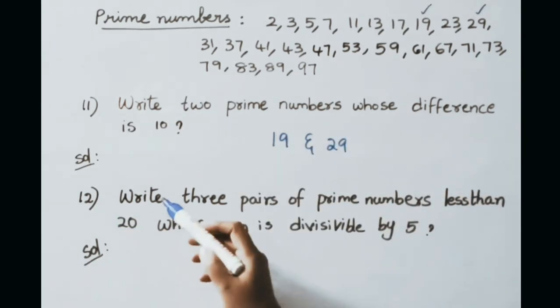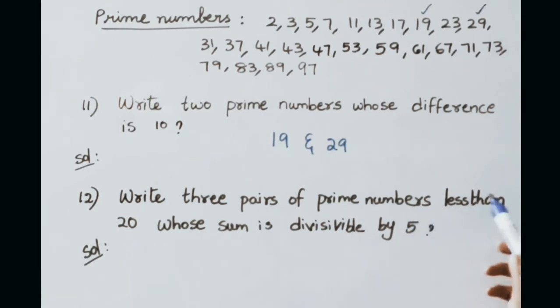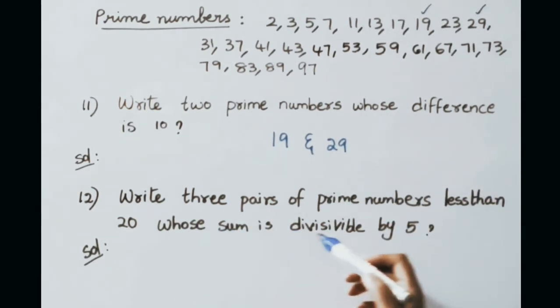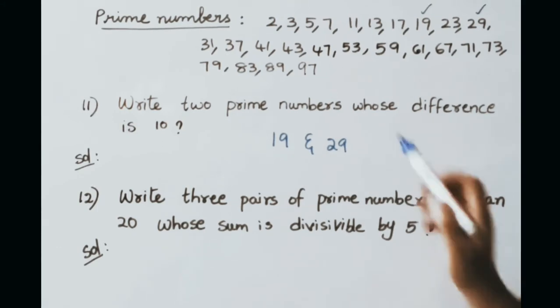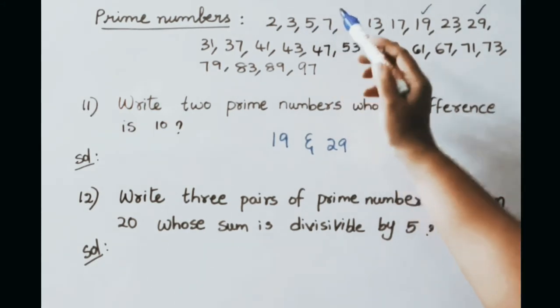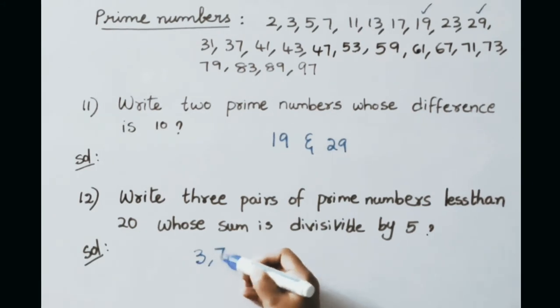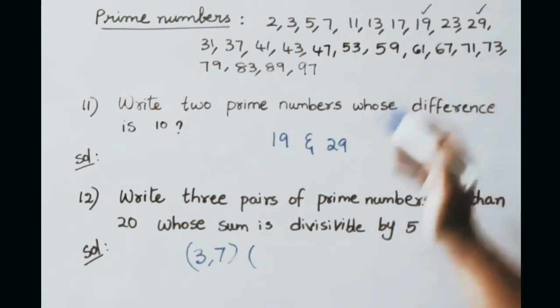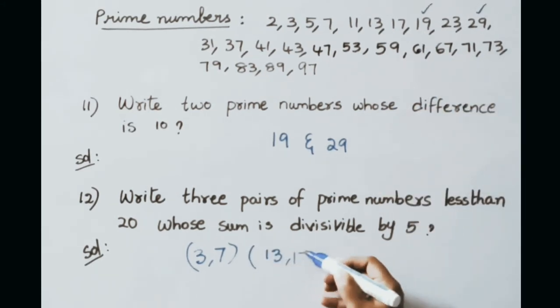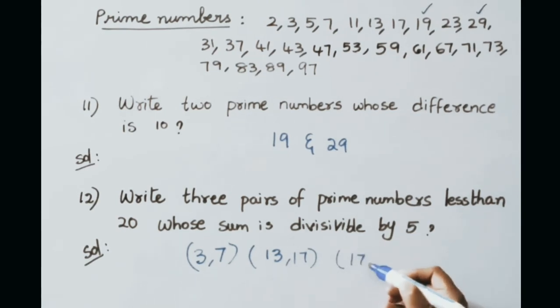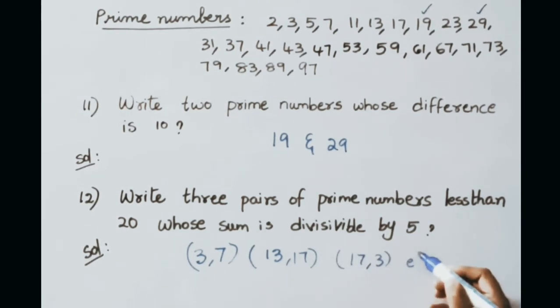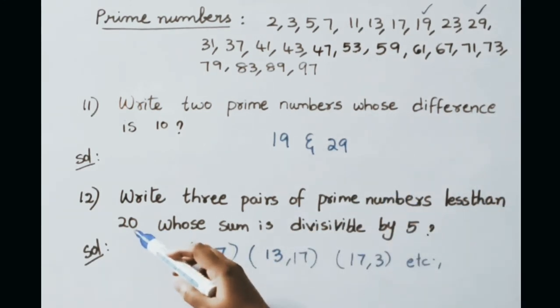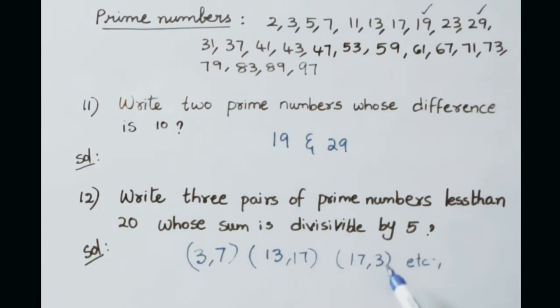See 12th question. Write three pairs of prime numbers less than 20 whose sum is divisible by 5. See solution. 3, 7 is one pair. Write down 3, 7. Next 13, 17. Next 17, 3, etc. All these are three pairs of prime numbers that are less than 20 and each pair's sum is divisible by 5.